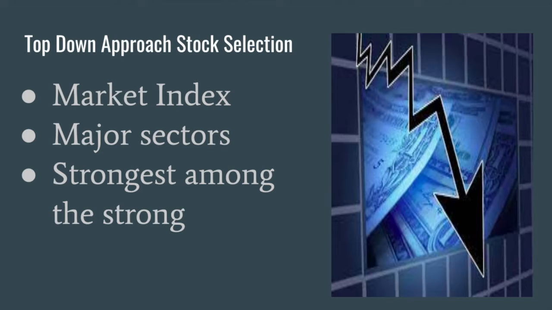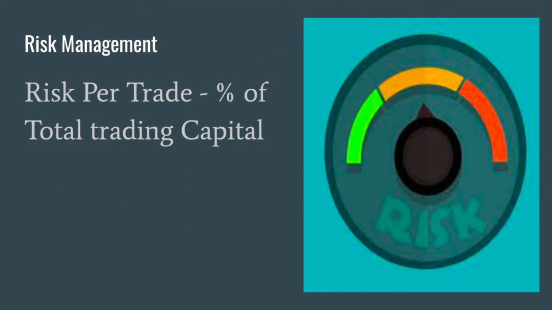If the market is going in a downtrend, there is no point in selecting a stock in a strong sector. When the market is moving up, then go for strongly moving up sectors, and then those strongly moving up stocks. So that's the way it has to be. The strongest among the strong is the only thing that you have to pick up. This is the most important, critical aspect.